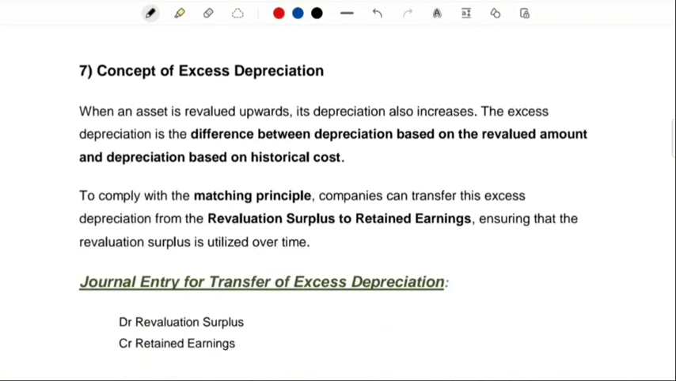Now let's talk about the concept of excess depreciation. It says that when an asset is going to be revalued upwards, its depreciation is also going to increase. To better understand this, think about it. You had a carrying value of the asset at $1,000. And because you have adopted a fair value policy of revaluation for your assets, when you do the revaluation, the fair value of the asset was $3,000.